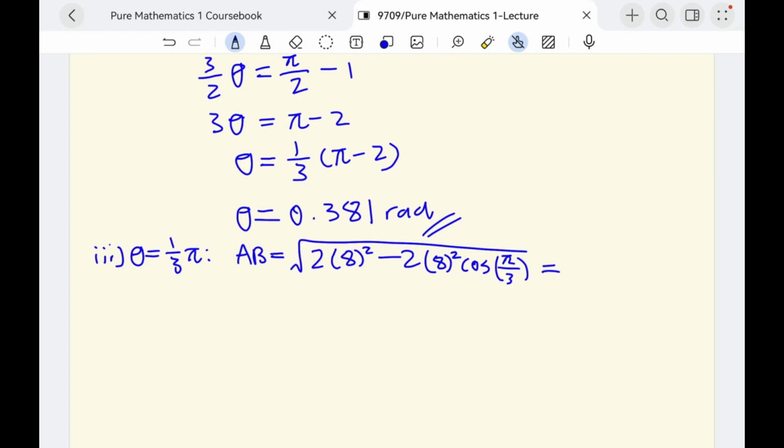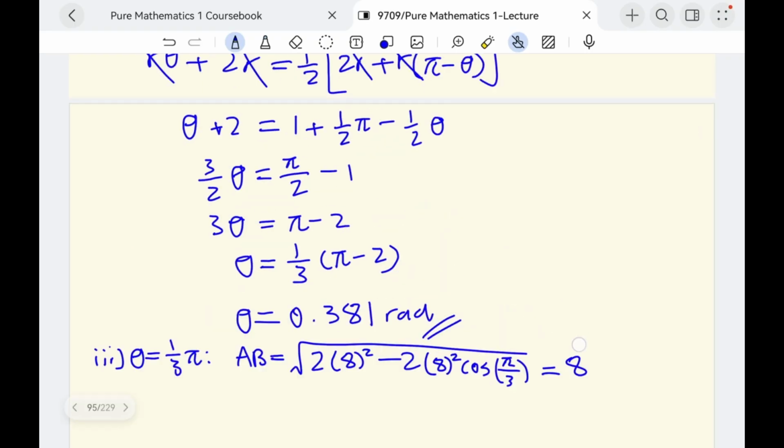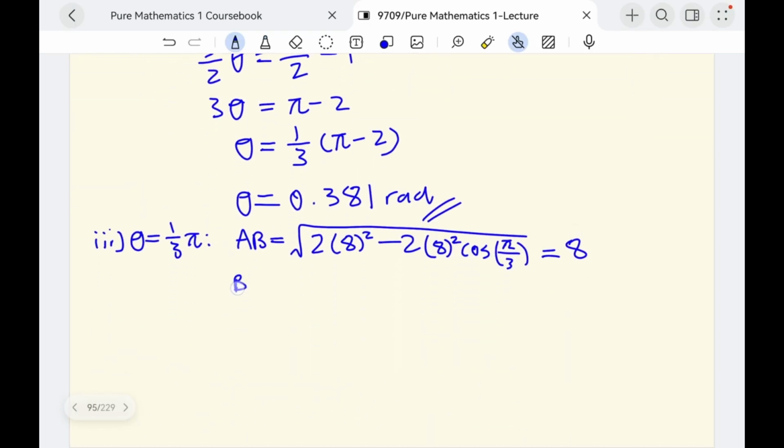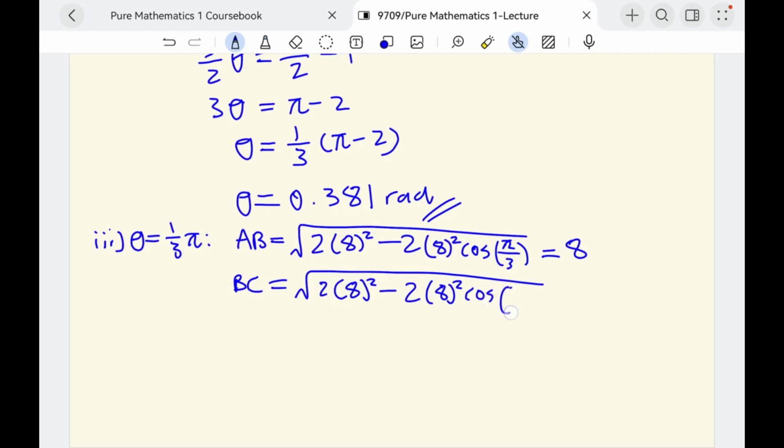So coincidentally, the AB is 8. It's an integer and exact value. What about BC? Okay, BC just use the cosine rule as well, which is twice of the 8, just that you need to change the angle. Cos of pi minus pi over 3.